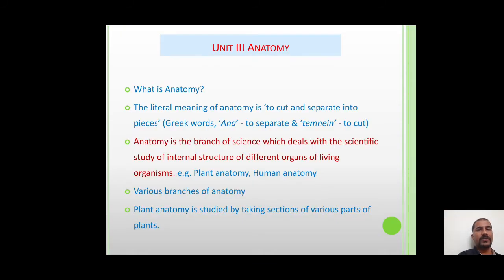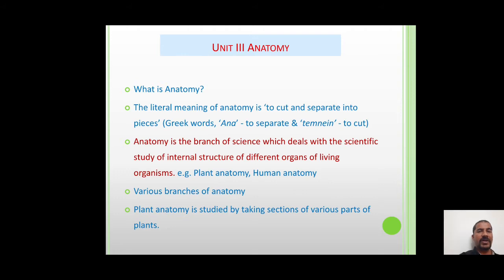First of all, what is meant by anatomy? The literal meaning of anatomy is to cut and separate into pieces. That means this is a branch of science which is studied by taking sections and observing them. The definition of anatomy can be stated as: it is a branch of science which deals with the scientific study of the internal structure of different organs of living organisms.